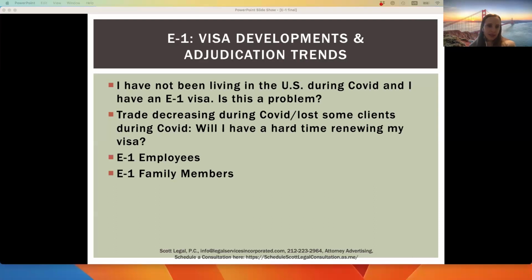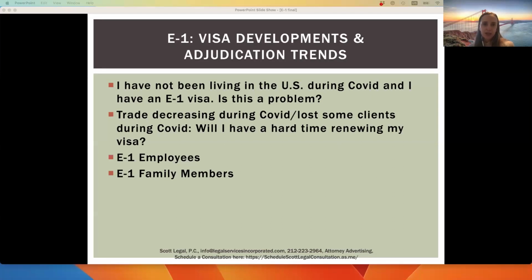So the rule basically is that, if you get the E-1 visa, there is no requirement that you move to the US immediately, or that you move to the US and live here permanently. Some people actually prefer it, because they have other businesses in other countries, and they just want the E-1 visa.